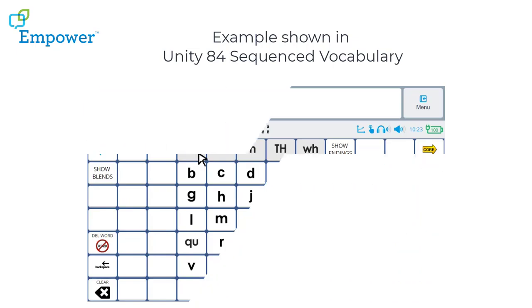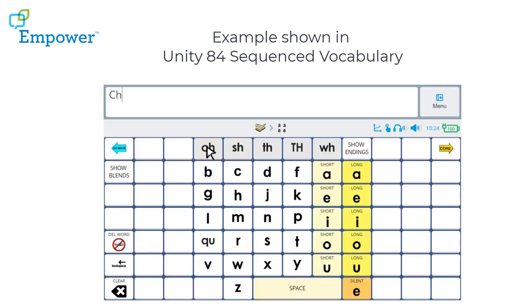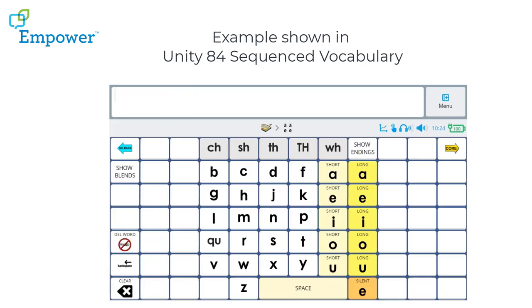Let's look at some examples. P, Shop. This. What? Where we used to have word families, we've now got show endings.